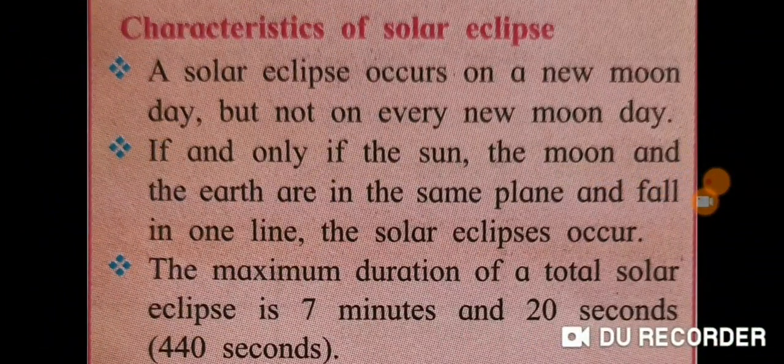First one, a solar eclipse occurs on a new moon day, but not on every new moon day. Second, if and only if the Sun, the Moon, and the Earth are in the same plane and fall in one line, the solar eclipses occur. The last one, the maximum duration of a total solar eclipse is 7 minutes and 20 seconds, that is 440 seconds.